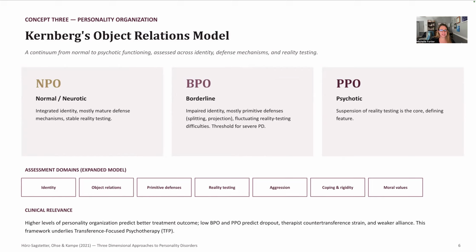Assessment domains are identity, object relations, primitive defenses, reality testing, aggression, coping and rigidity, and moral values. Clinical relevance: higher levels of personality organization predict better treatment outcome. Low BPO and PPO predict dropout, therapist countertransference strain, and weaker alliance. This framework underlies transference-focused psychotherapy, TFP. And TFP is another type of intervention for personality disorders.